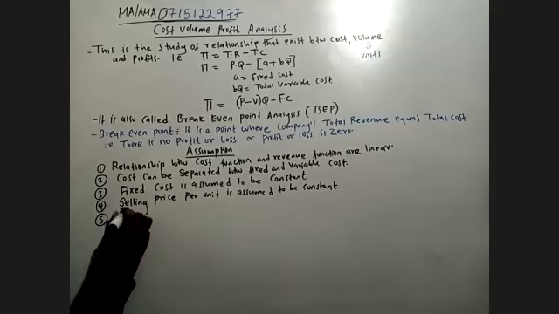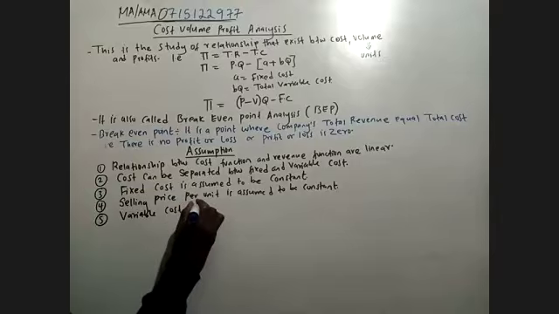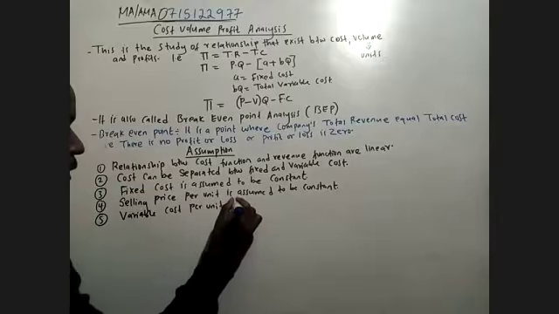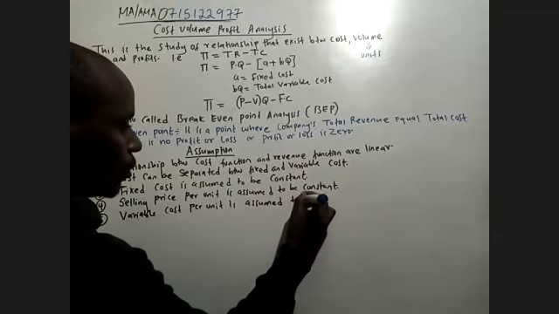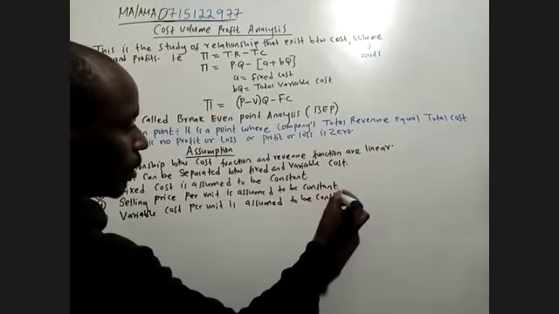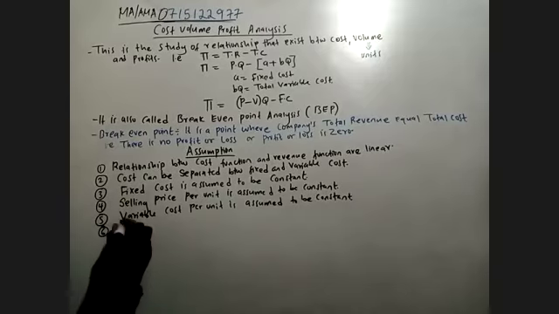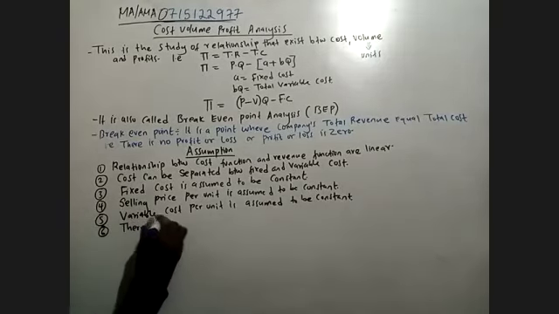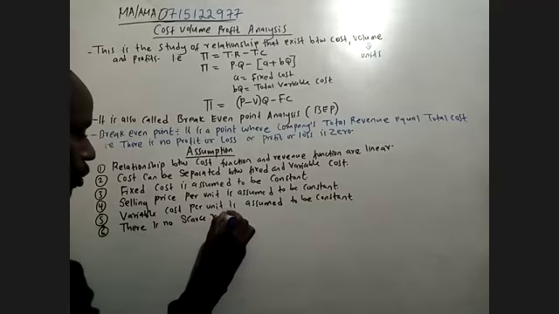Variable cost per unit is assumed to be constant. Variable cost is assumed to be constant. There is no scarce resource. There is no scarce resources.